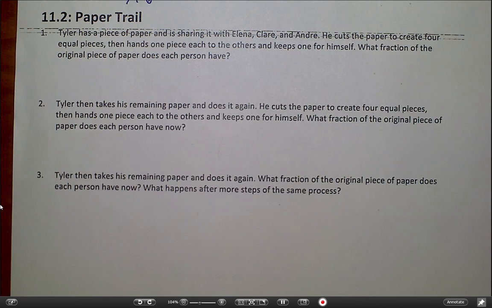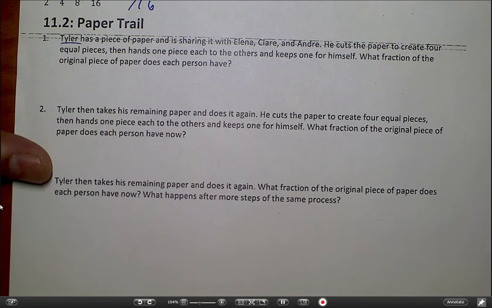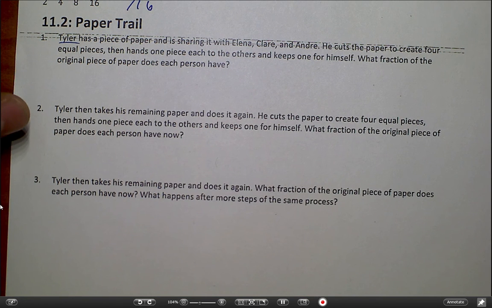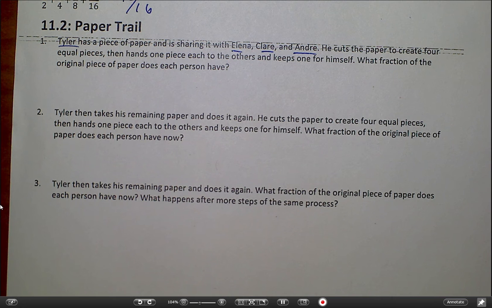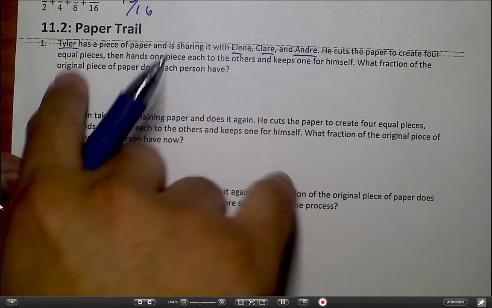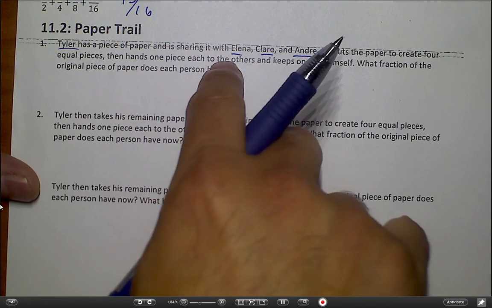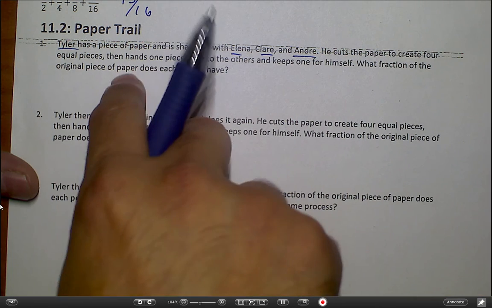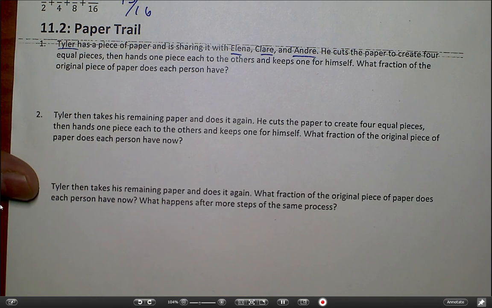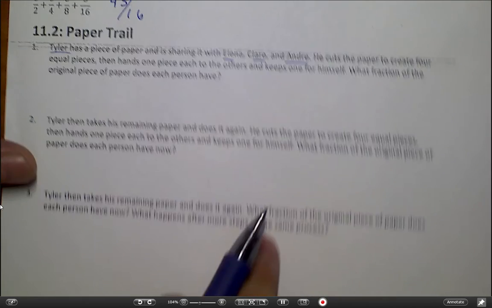All right? So let's see. It says Tyler has a piece of paper and is sharing it with Elena, Claire, and Andre. How many people are there? 4. There's 4 people, right? He cuts the paper into 4 equal pieces and then hands one piece to each of the others and keeps one for himself. What fraction of the original piece of paper does each person have? 1/4.